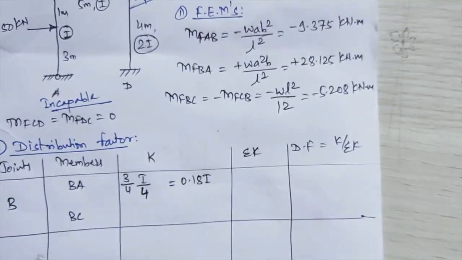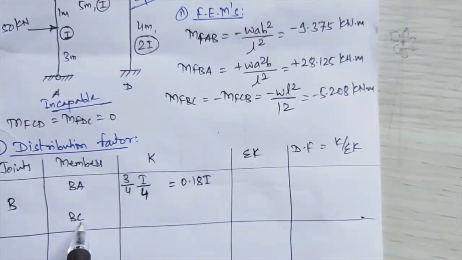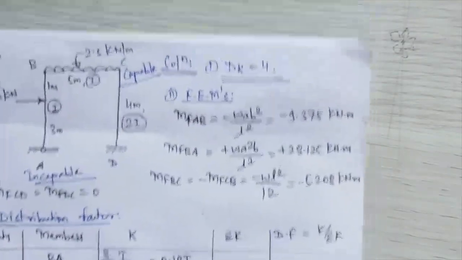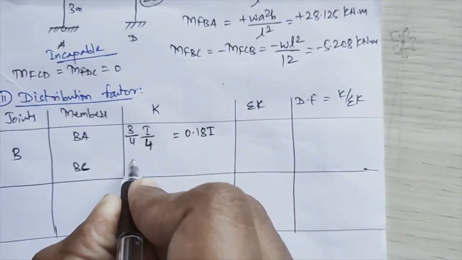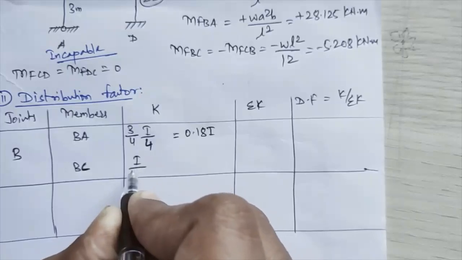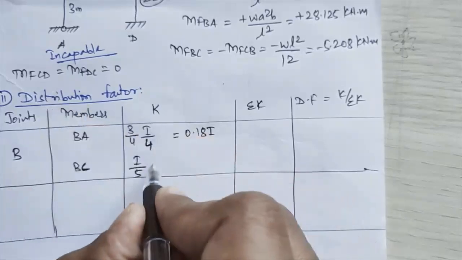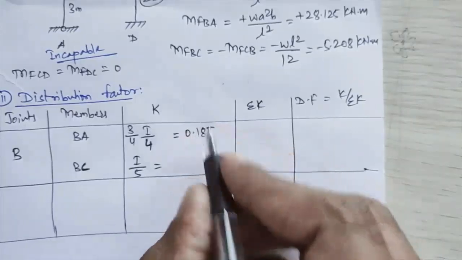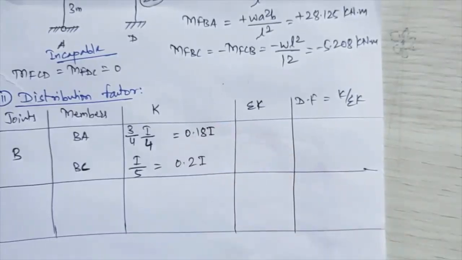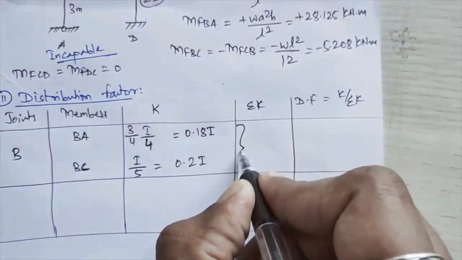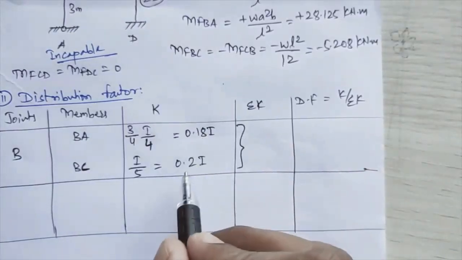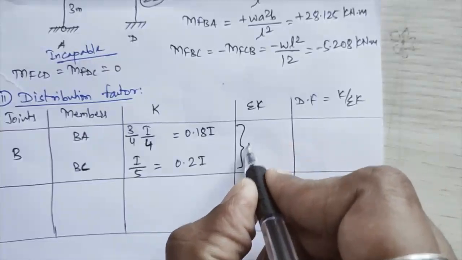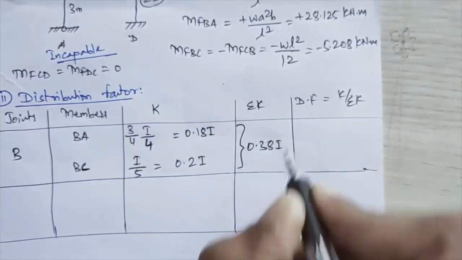Okay, now in the next member B to C, moment is getting transferred, so C will be your farther end, which is nothing but a capable support. So for a capable support, your relative stiffness comes equal to I by L. L of BC is 5 and the I value is given as I. So I by 5 comes equal to 0.2 of I. Okay, here total stiffness will come 0.18 plus 0.2, which equals 0.38 of I.